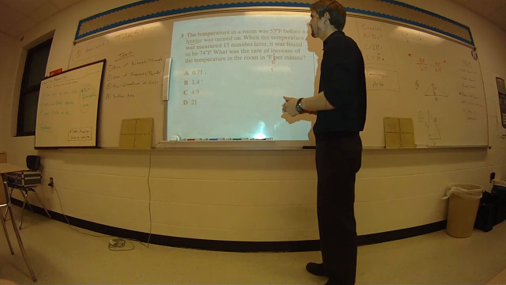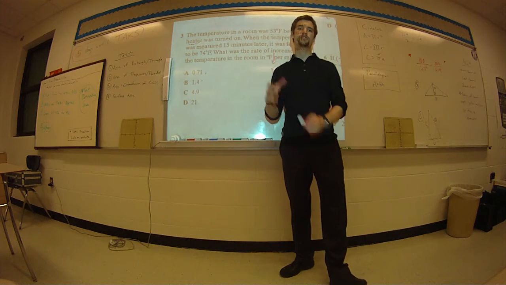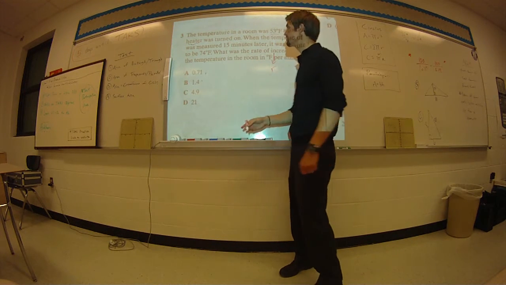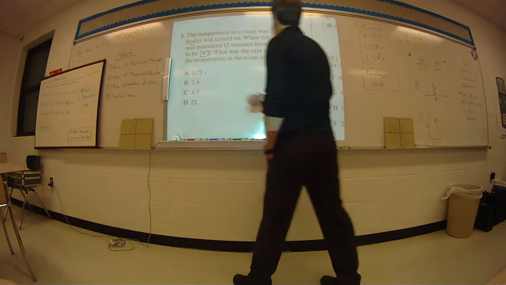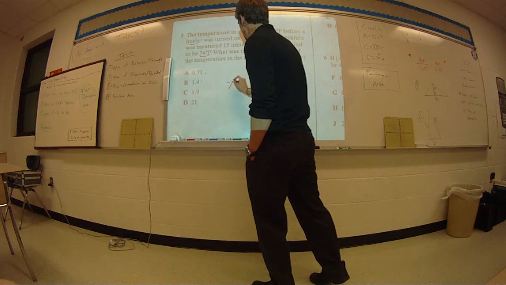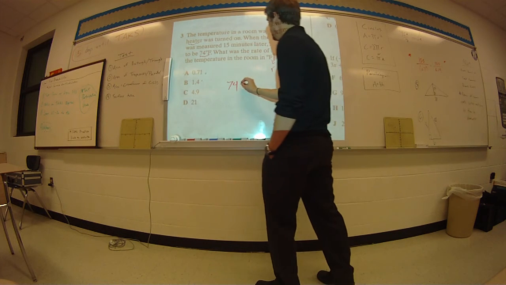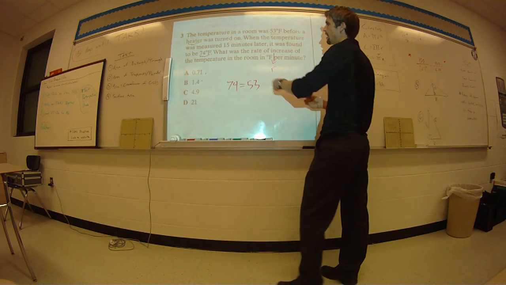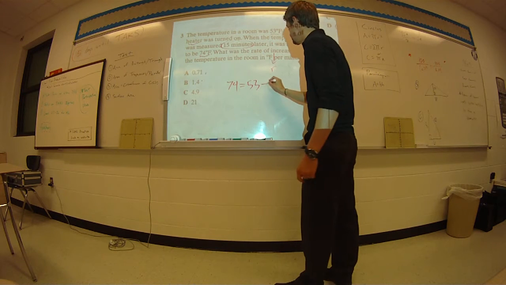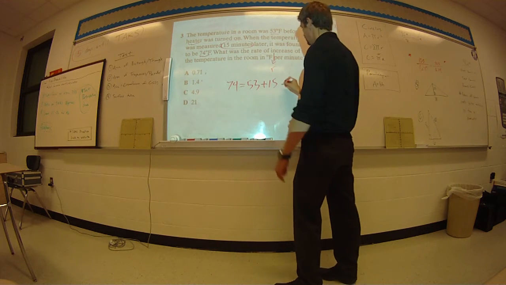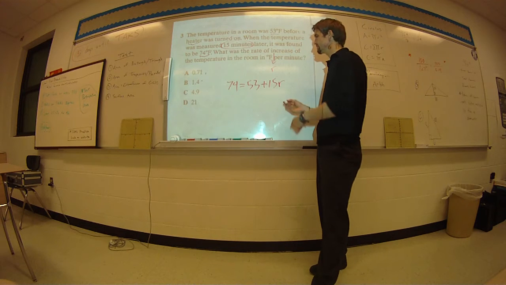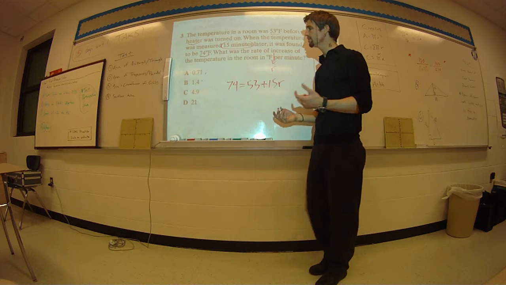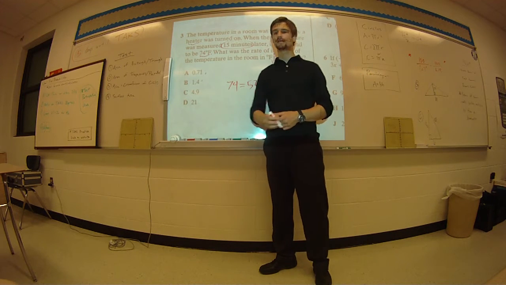What's the final temperature? Remember, we always are worried about the final temperature. Whenever we have these problems, the final or the end result is always alone. So the end result here is going to be 74. So 74 degrees is our end result. Initially, it was 53, okay? We heated it up for how long? We heated it up for 15 minutes. So 15 minutes times our rate of R is going to be the 74, okay?